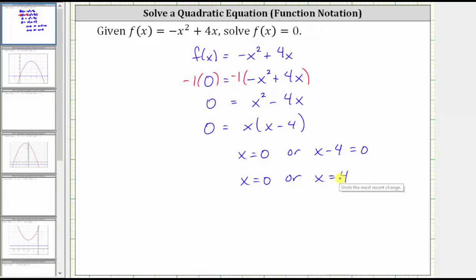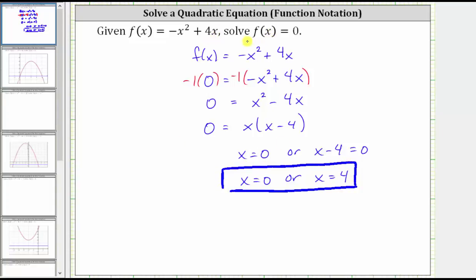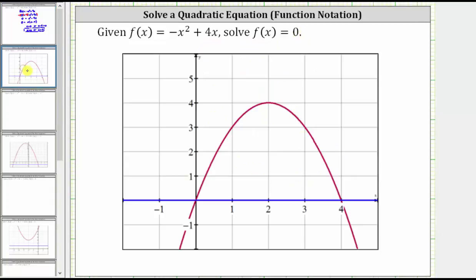Before we go, let's verify these results by graphing f of x equals negative x squared plus 4x and f of x equals 0. The red graph is the graph of the quadratic, and notice f of x equals 0 is this horizontal line, which is the horizontal axis, or x-axis. The 2 points of intersection will verify our two solutions.